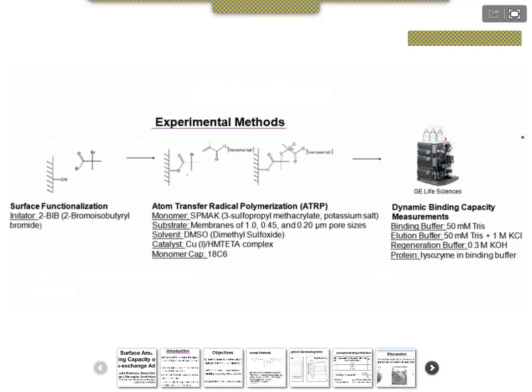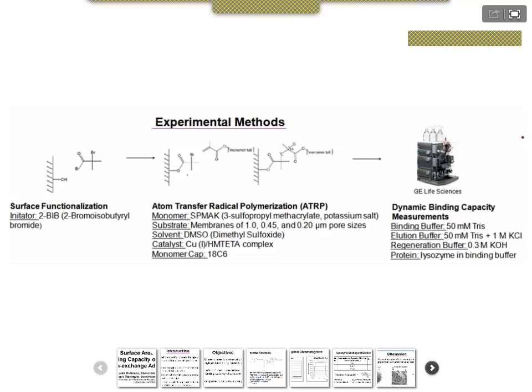The monomer SPMAK was chosen because the sulfate groups are negatively charged, which allows them to react with a positively charged protein. DMSO was used as a solvent because it solubilizes the monomer, ligand, and catalyst at ambient temperatures. Additionally, its aprotic nature prevents the solvent from reacting with the catalyst.